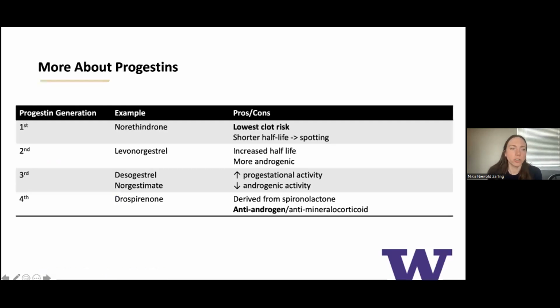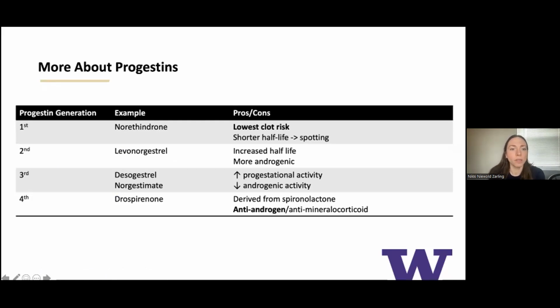There's actually 4 major generations of progestins that we use, and there are oral contraceptives that use them all. The first generation progestin is norethindrone, which is the lowest clot risk. As we previously discussed, these more advanced generations have slightly increased clot risk, but it's the shortest half-life, which for many patients, going back to Lauren's question, they do notice spotting with this medication because it barely lasts 24 hours. So if they're a little bit late, they may have some spotting.